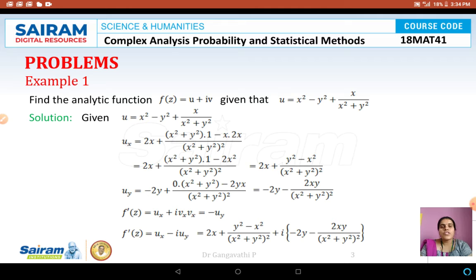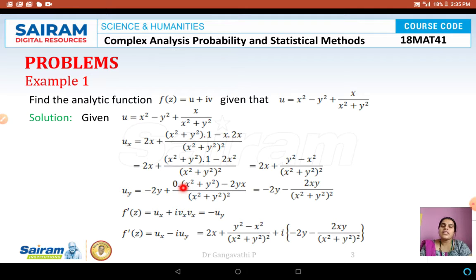Similarly, let us differentiate u partially with respect to y. In order to do that, differentiation of x square becomes 0, and differentiation of y square is 2y, plus, again here you can observe there is no y term in the numerator. Y exists only in the denominator. So the numerator acts as a constant, but still you can apply the quotient rule by taking u equal to x and v equal to x square plus y square.